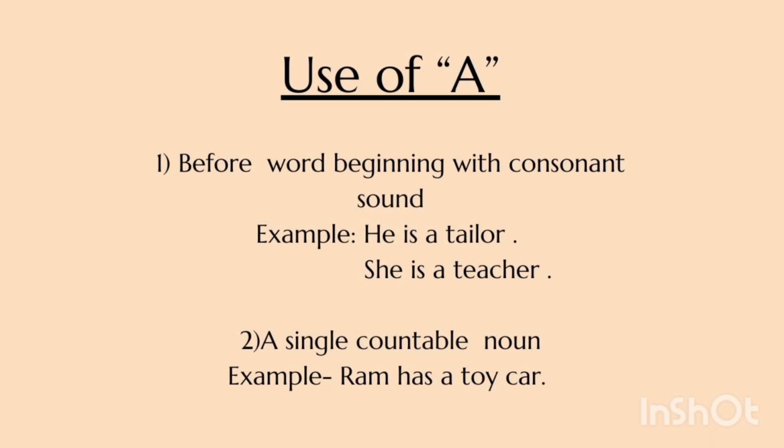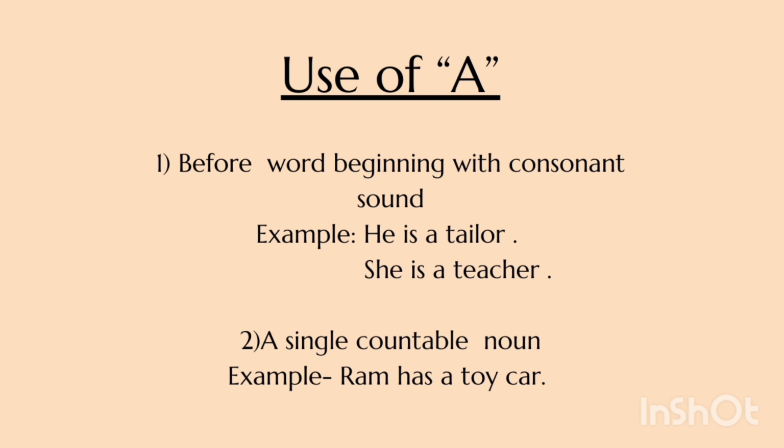Now we will learn the use of a, where we write a before a word beginning with a consonant sound. As we discussed earlier, we have 21 consonants in the English alphabet. If you take the example, he is a tailor. Here T is a consonant. We are talking about a singular person, a single person, and T is a consonant. So we are writing a here.